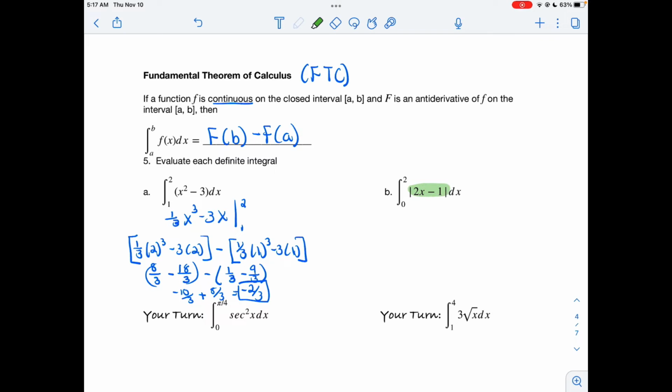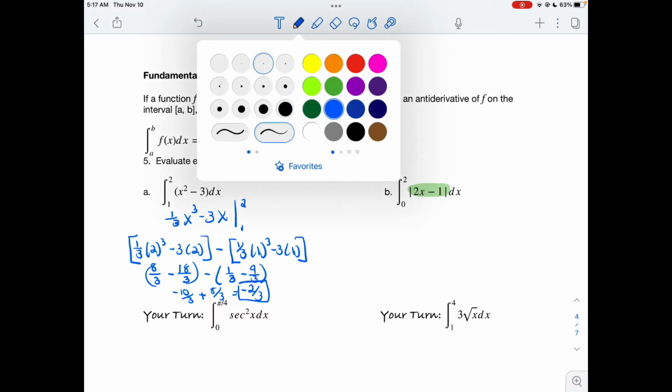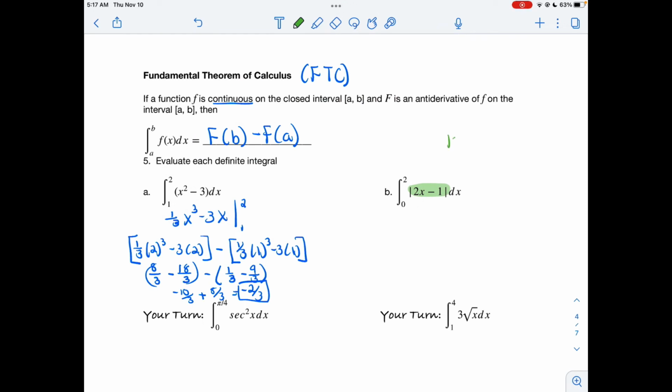Absolute value rules. Remember when we found the derivative of absolute value, we first had to rewrite it as a piecewise function. Same thing when we found the limit of absolute values. So the same rule applies when you find the integrals of absolute value functions. Your first step is to rewrite that absolute value function as a piecewise function. So I'm going to have negative 2x plus 1 if I distribute that negative through.